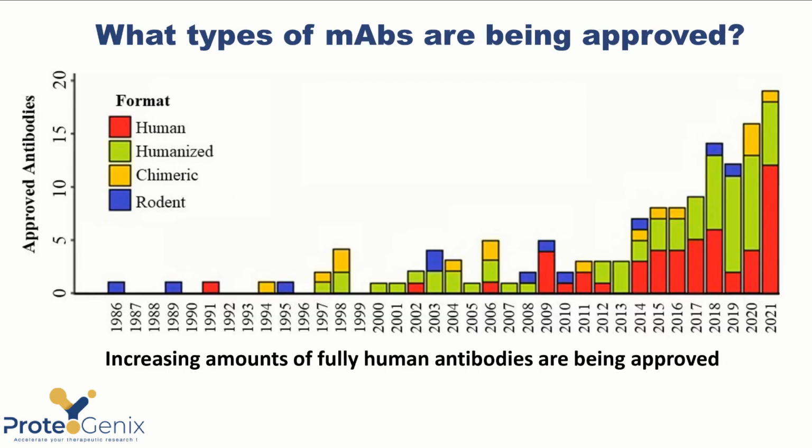We can see these developments in the types of monoclonal antibodies that are being approved over time. We started out slowly with mainly some rodent antibodies, some chimeric, and then humanized antibodies then came online, with fully human antibodies now taking more and more space in the rapidly increasing amount of monoclonal antibody approvals.